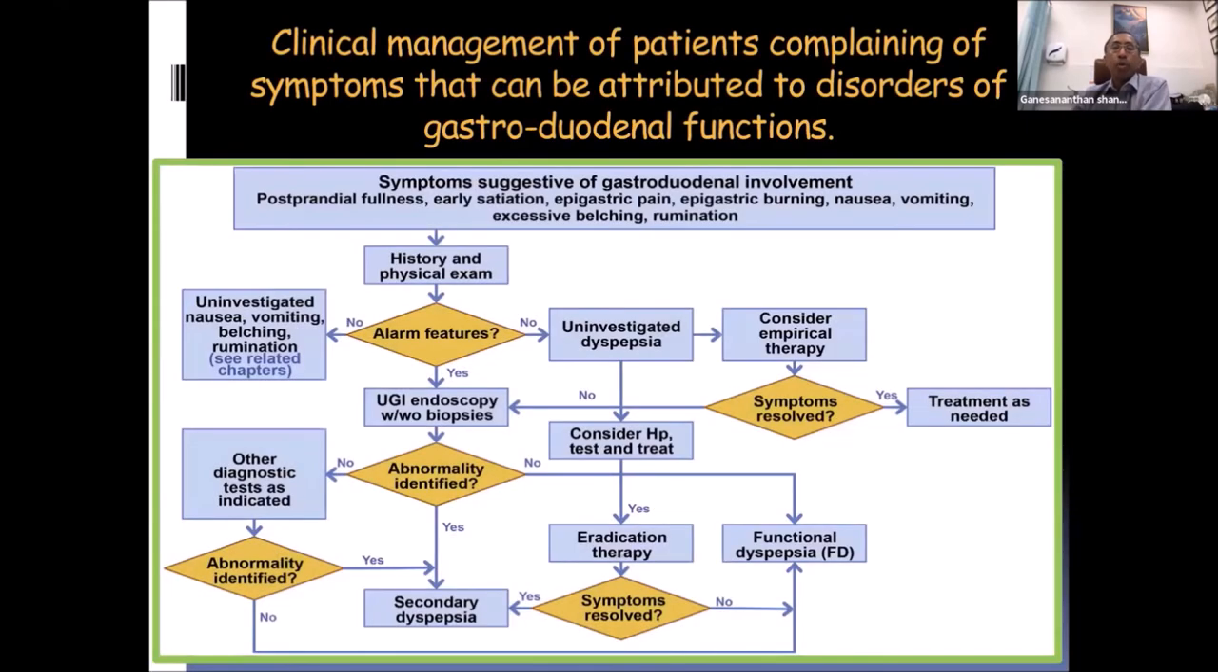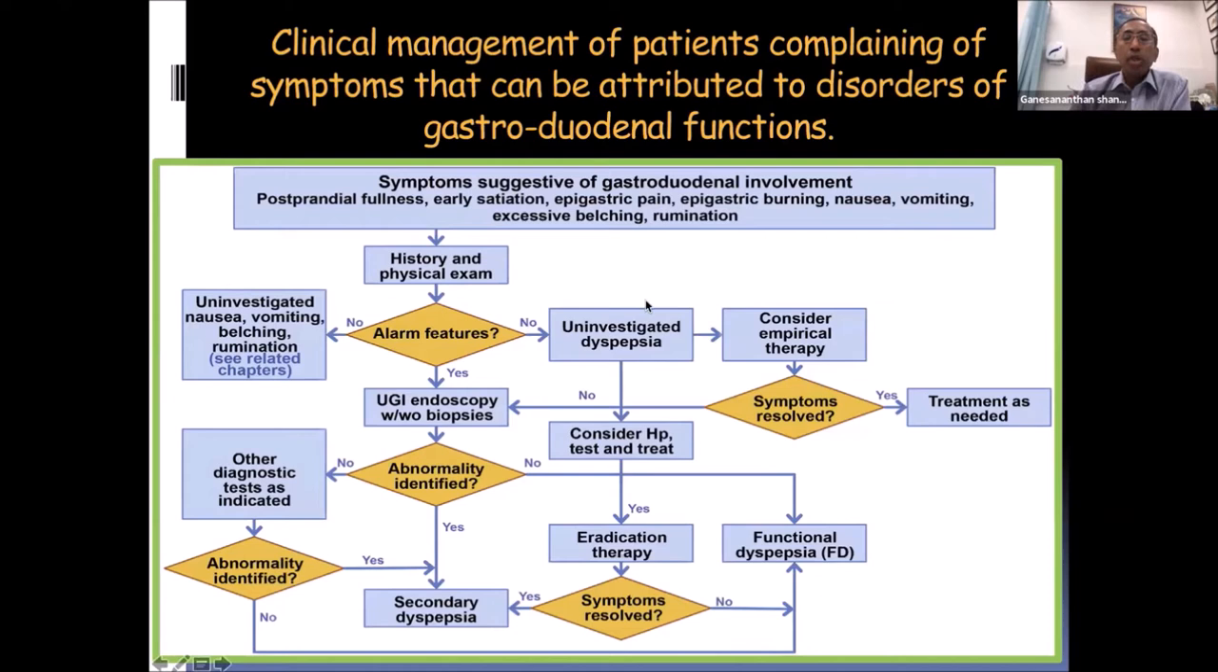Now, again, in Rome 4 criteria, back to our final discussion, what to do with this patient. Get a good history and then ask for alarm features. Again, the same rule applies for any gastrointestinal symptoms. Ask for alarm features. If alarm symptoms are present, then you must investigate. Look for another cause of dyspepsia, a secondary cause, not a primary cause, as we alluded to earlier, one whole list of them earlier.